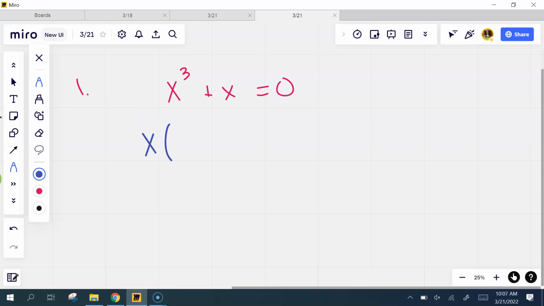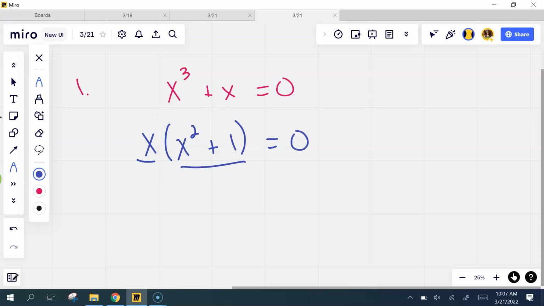And what's left when you take out an x? Plus 1. Can you factor this any further? Obviously, x you can't, but how about this one? All right, look at your orange sheet. 2 terms. Is it a difference of squares, a sum of cubes, or a difference of cubes? None of them. It's none of them.